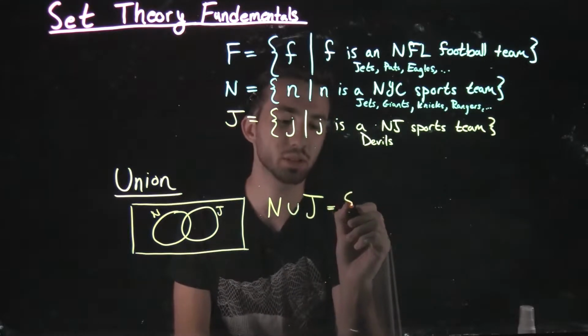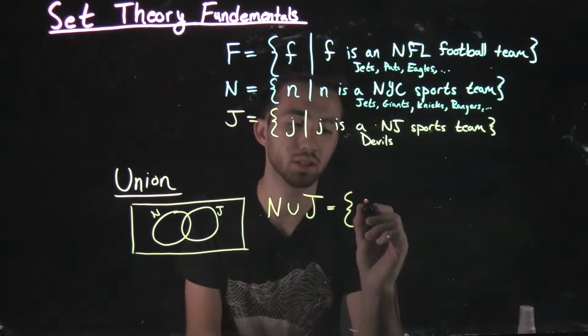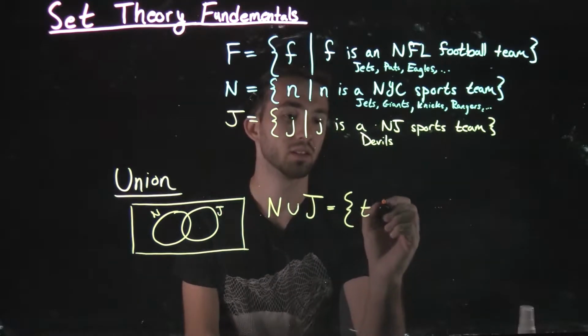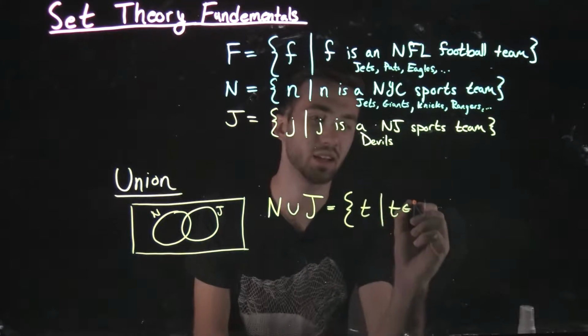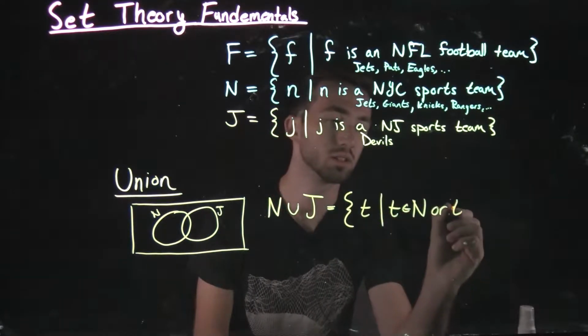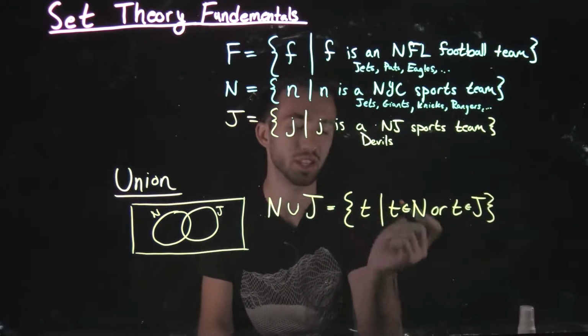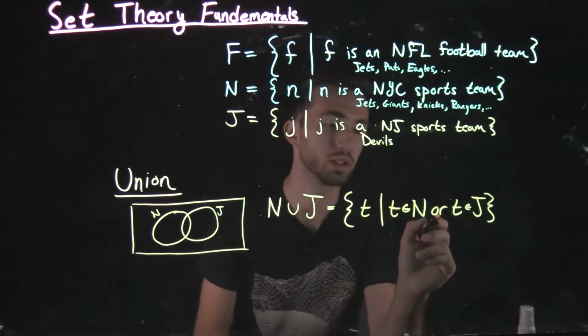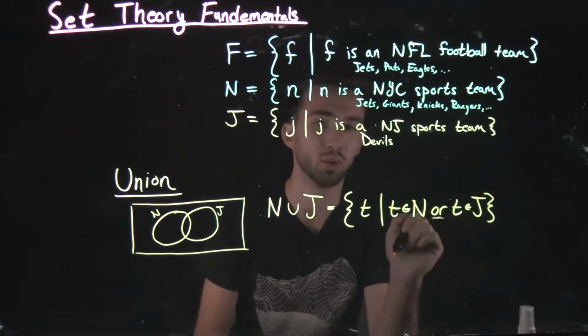And what is this? Well, this is equal to the set of T such that T is in N or T is in J. I put T for teams. And also, it's important to understand that this "or" can mean both.